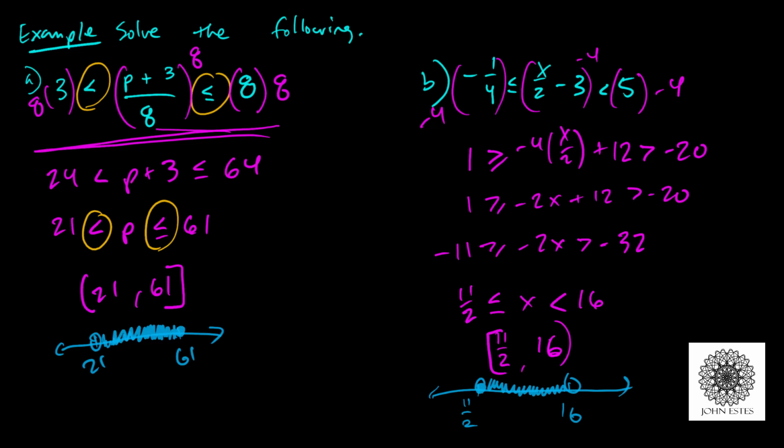If you're a little confused by what we mean by included and not included, that means 11 halves plugged in for the value of x will give me a correct solution to this inequality. However, 16 will not, but 15.9999 will give me a correct solution to this inequality.